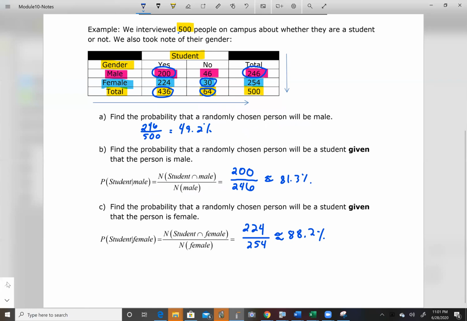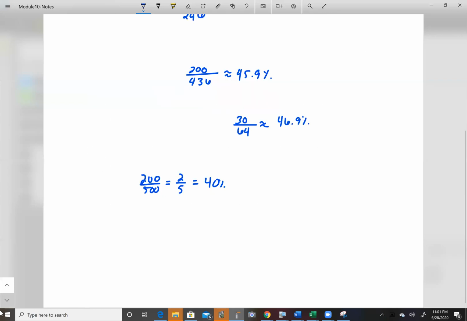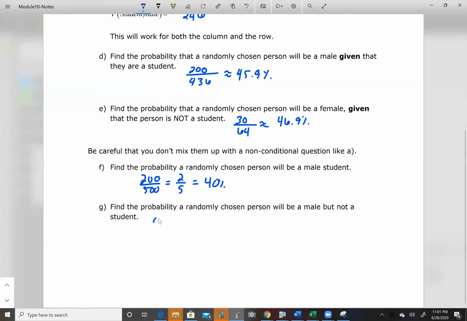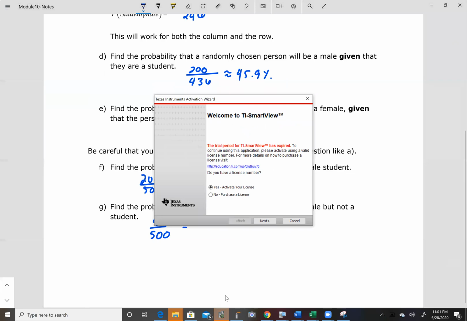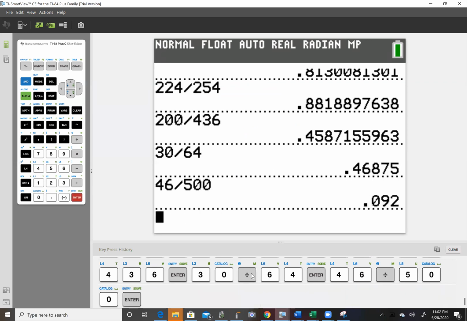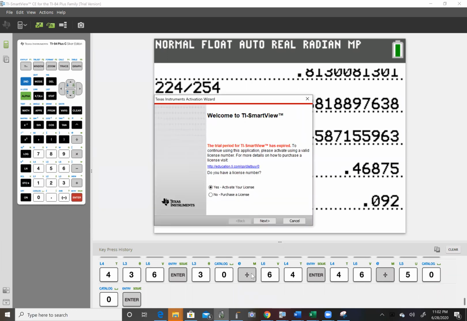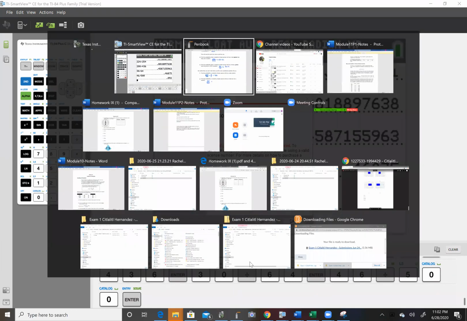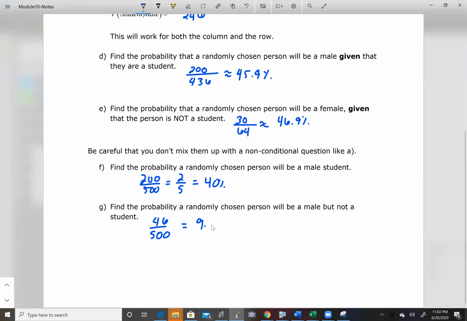And G, find the probability that a randomly chosen person will be a male, but not a student. Males who are not students were 46. So just 46 out of 500. It's not given any conditions. It's just the 46 out of the total sample space. And I can't do that in my head. So 46 divided by 500. That's going to be 9.2%. Okay.